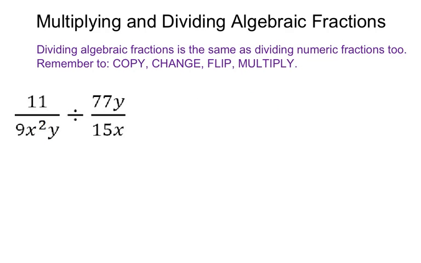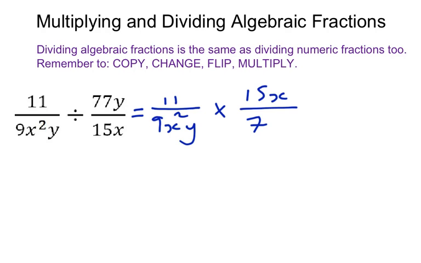So for this example, the first thing we're going to do is write it out as 11 over 9x squared y, copying that one, changing the sign to multiplication, and then flipping to get 15x over 77y. Now we can start cancelling things, and the 11 cancels with the 77 to give us 1 on the top and 7 on the bottom.